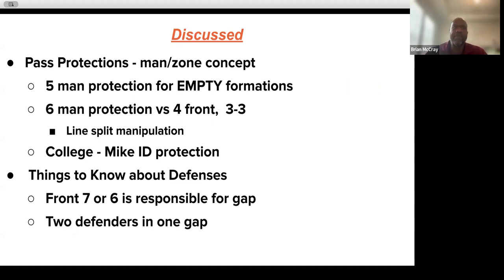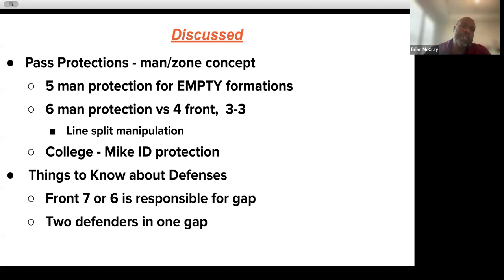So, I'm going to look at it in 5 man protection in empty formations. I'm going to look at it in a 6 man protection with the running back against a 4-3 front and a 3-3, showing how to manipulate your line. And then I'm going to talk a little bit about the Mike ID protection, which is trickling down to a lot of high schools, and what the center has to do to make sure the Mike ID protection happens.